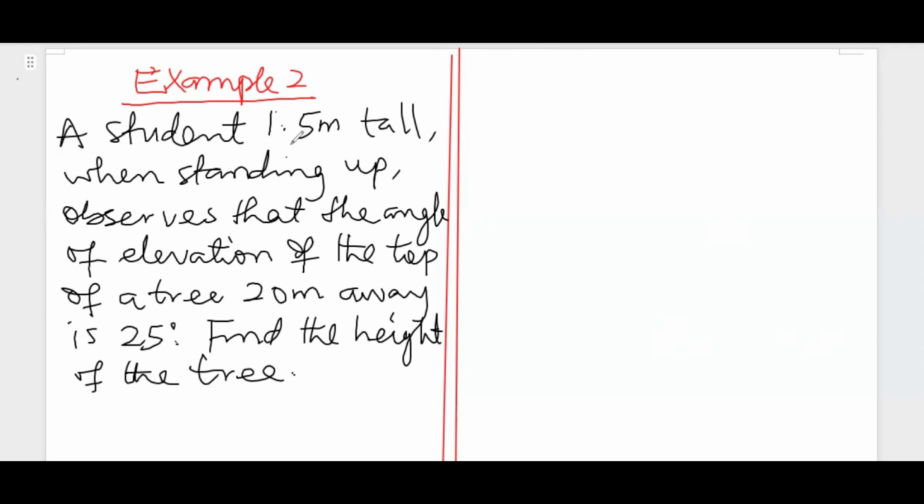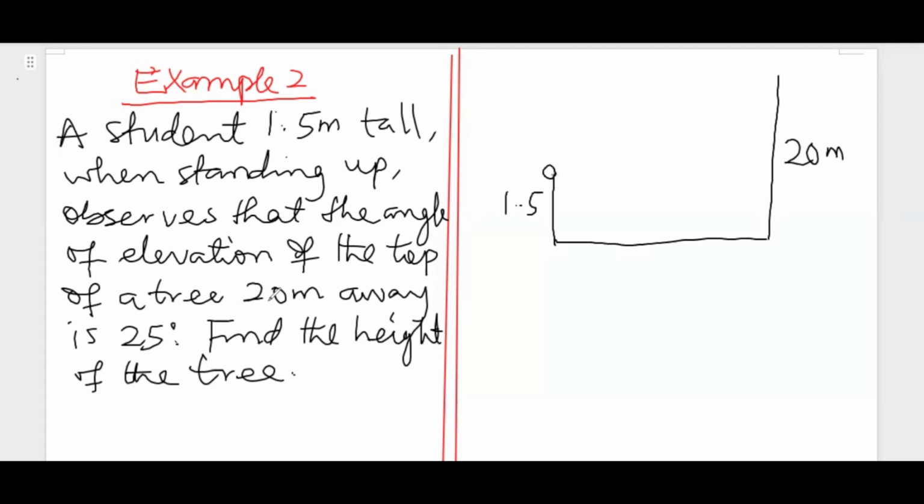And that, unlike the previous example where the height of the observer was not given, and hence we assumed that the viewer's eye is on the same level ground as point P. But for this one, we're given the height of the observer. That means if the observer is observing the top of a tree, which is 20 meter high, this is the tree, and this is the horizontal ground. This is the observer, who is 1.5.